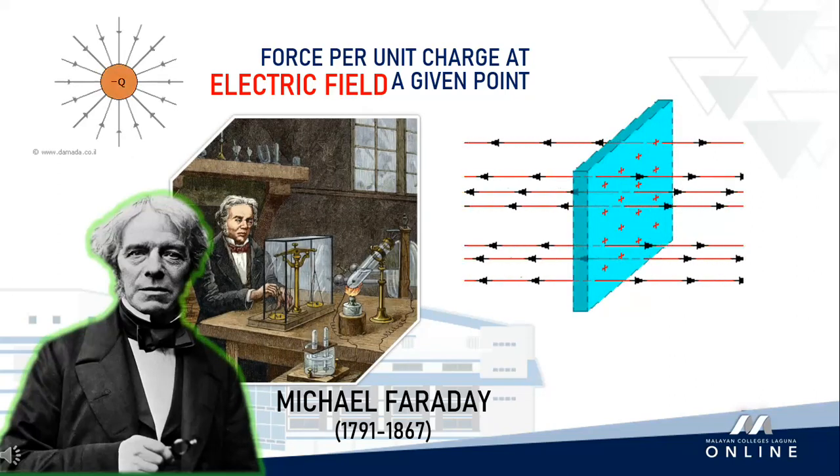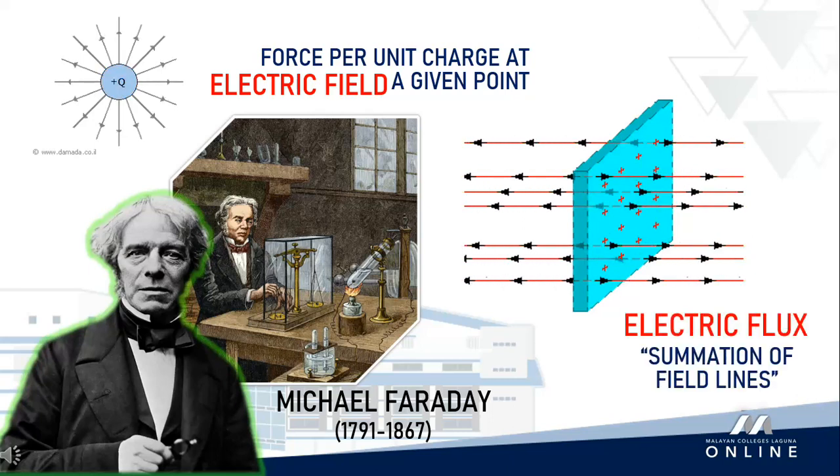charge in a given electric field may be visually represented as field lines going in and coming out of negative and positive charges respectively. The summation of these field lines is what is termed as electric flux. In this lesson, we will learn more about the nature and the factors affecting electric flux.